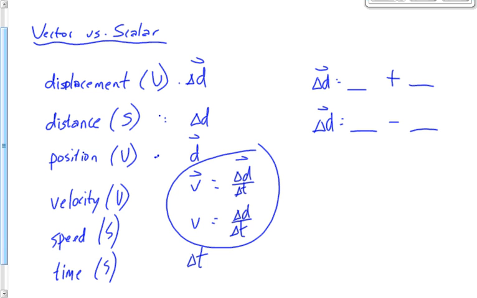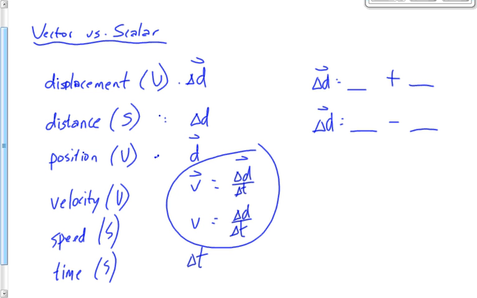Do you guys remember what the difference was? When did we add two numbers together to get displacement? When did we subtract two numbers to get displacement? I'll give you a couple examples, and I want you to tell me whether we're going to add these two numbers together or subtract these two numbers, okay?